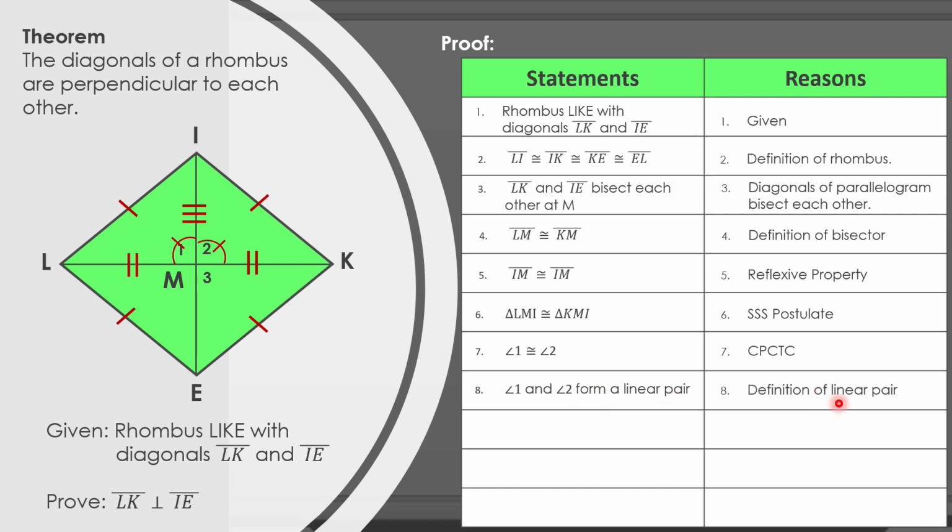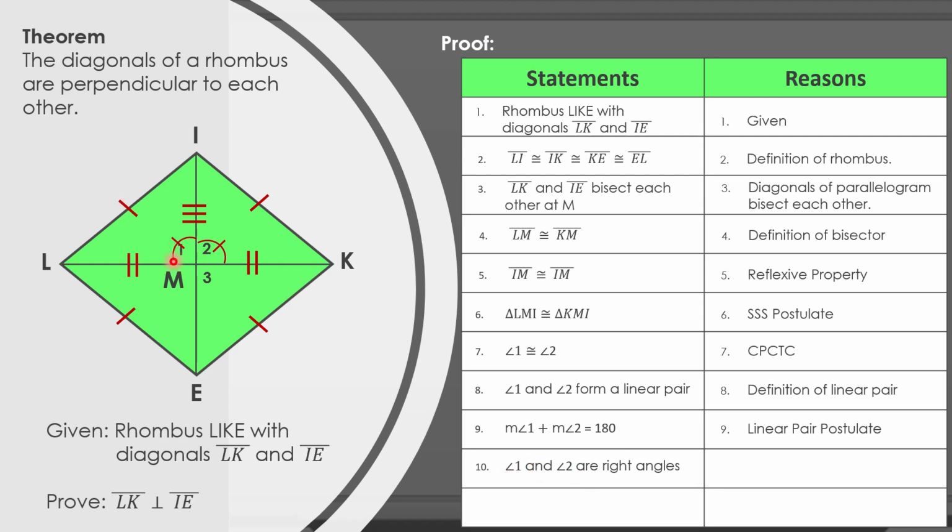It is from the definition of the linear pair. So it means that the measure of angle 1 plus the measure of angle 2 is equal to 180 degrees. So again, this is for the linear pair postulate. So for our statement number 10, we can say that angle 1 and angle 2 are right angles.